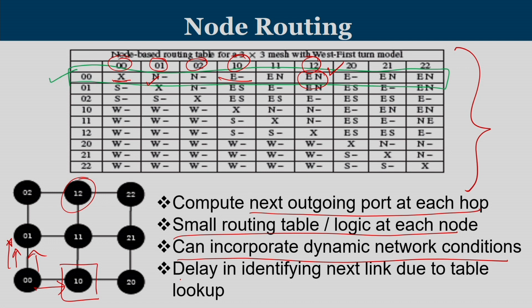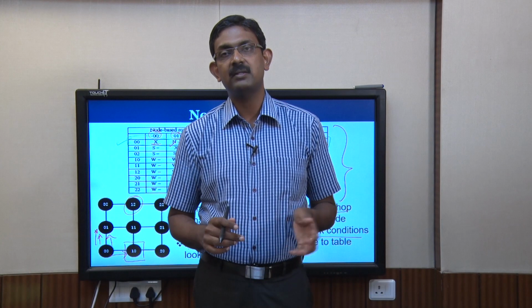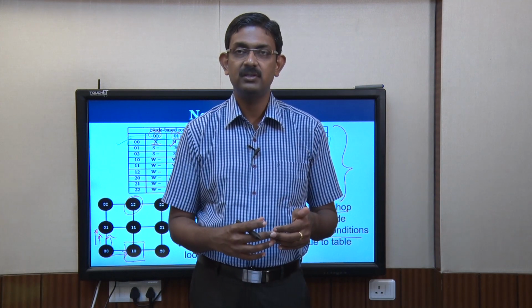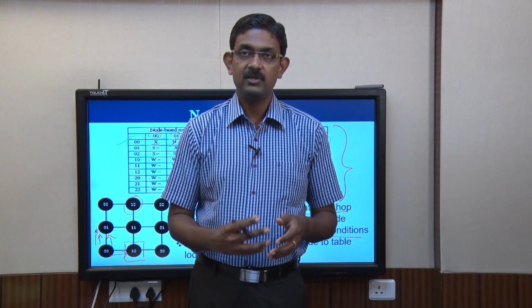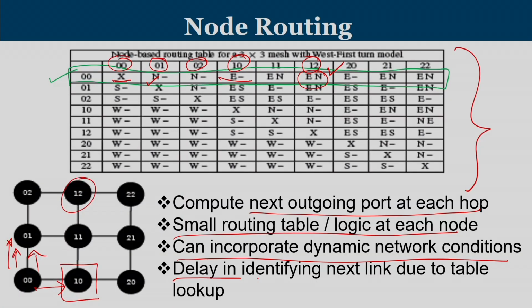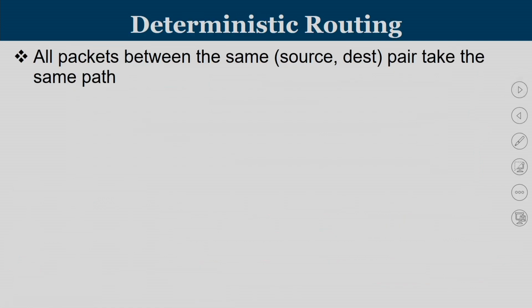But the problem with node routing is that at each of the intermediate routers, there is some processing involved. The destination address of the packet is extracted and then the packet is further processed, and the algorithm there finds out whether north, south, east or west has to be taken. So, there is a delay in identifying the next link, because we need a table lookup at every intermediate router.